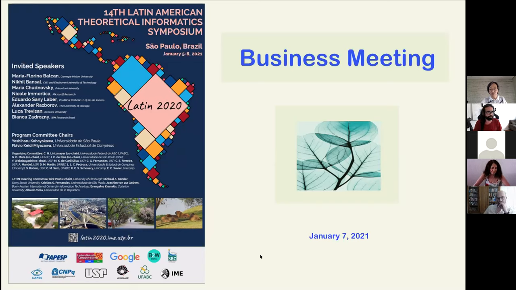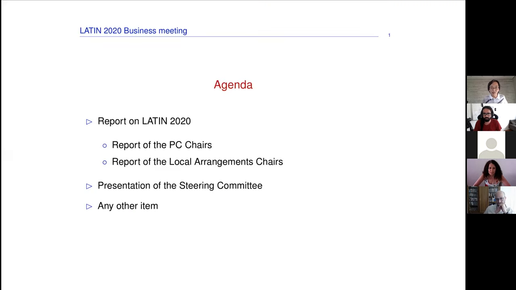Okay, thank you very much. So, welcome to the business meeting. So the agenda is like this. There will be a report of the Latin 2020 chairs, the PC chairs and local arrangements chair. And then there will be a presentation of the steering committee, and any other item that the participants would like to raise can be added at the end of the meeting.